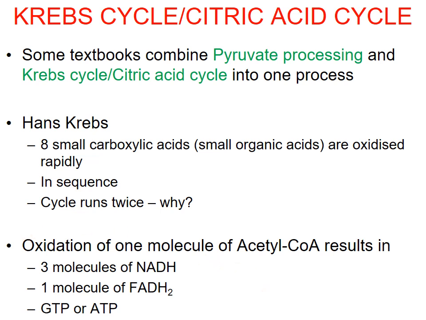So like we said in previous lectures, some of the textbooks that you may have seen combine the pyruvate processing step and the Krebs or citric acid cycle into one process. But what is the Krebs cycle? Well, the Krebs cycle, as you've heard before, was discovered by Hans Krebs, who figured out that there are 8 small carboxylic acids, basically small organic acids, that are rapidly oxidized in a very set sequence, and that this cycle runs twice.